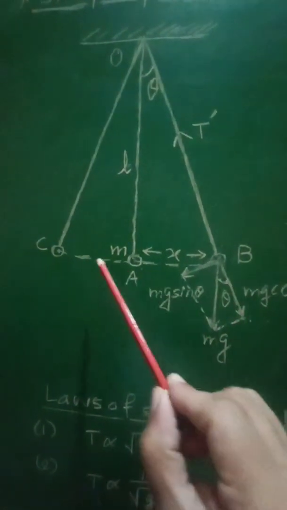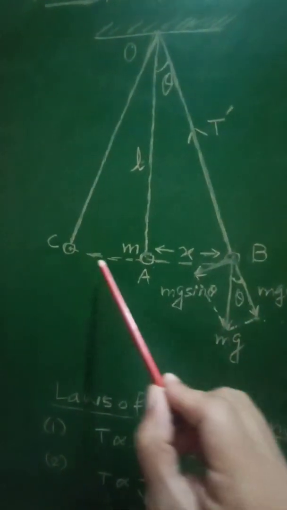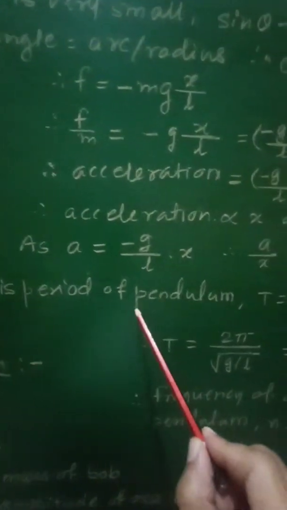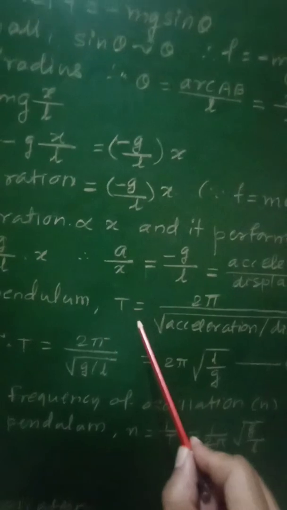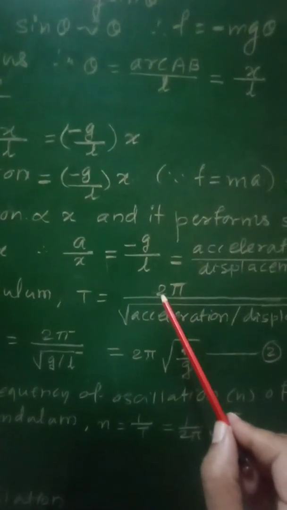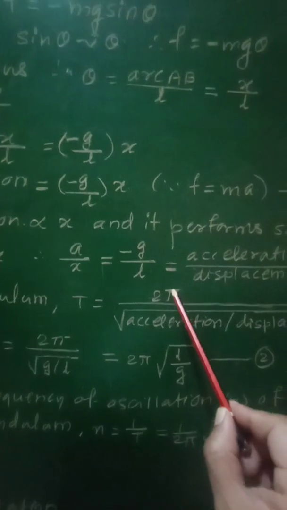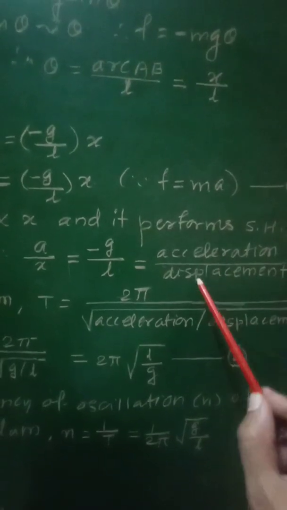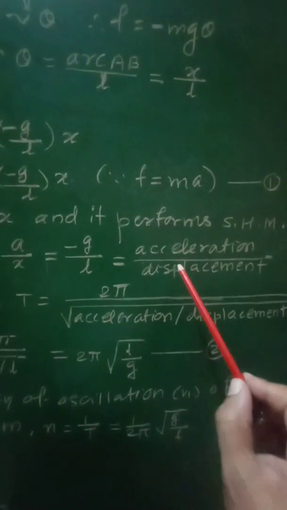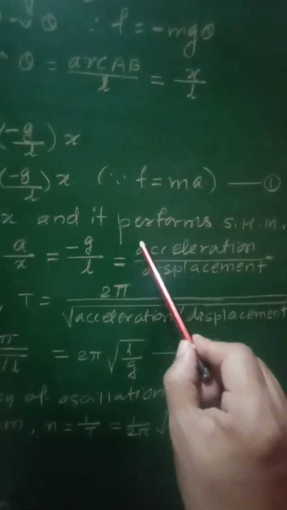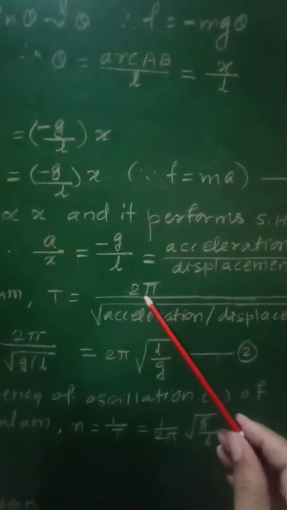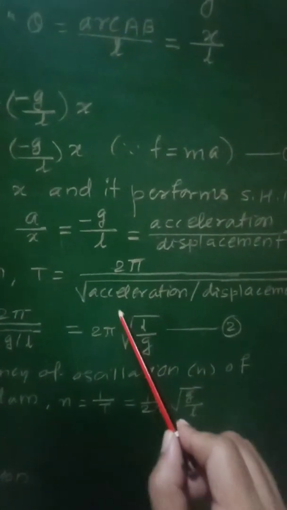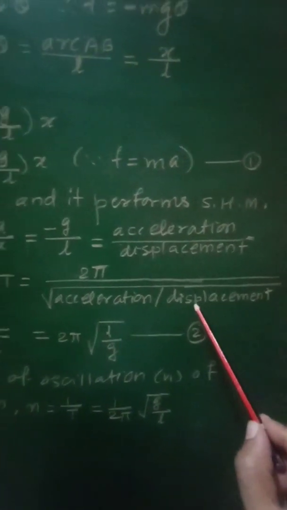Now if T is the time period of that pendulum, that is the time taken by the pendulum to complete one oscillation, then T is given as T equals 2 pi by omega. But omega is nothing but the square root of acceleration per unit displacement, because this acceleration per unit displacement will be omega square. Therefore omega will be the root of acceleration per unit displacement, and T is equal to 2 pi upon square root of acceleration per unit displacement.